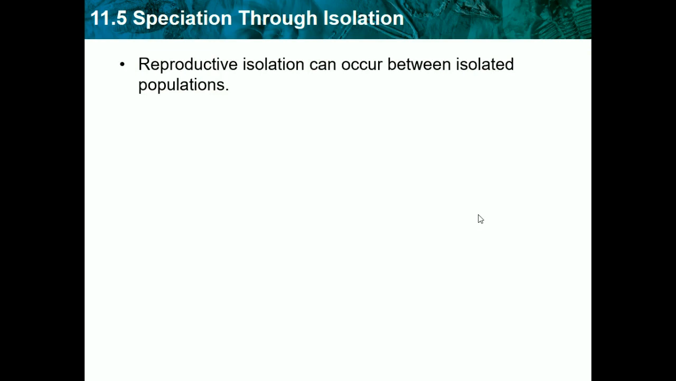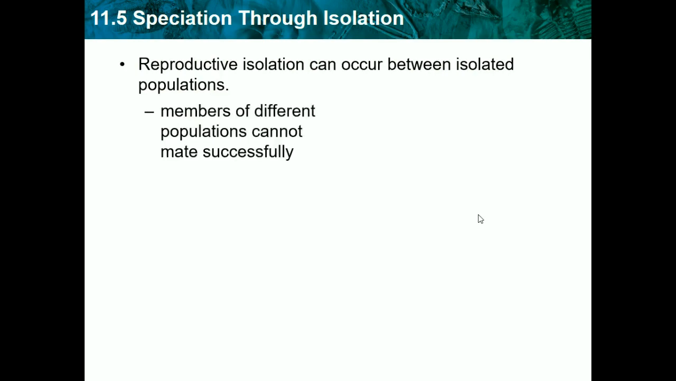Reproductive isolation can occur between isolated populations. Members of different populations cannot mate successfully. So if speciation occurs, that means the species are different, and as we learned, a species is a group that can mate successfully with itself. So if speciation occurs, they can't mate with the other population anymore. So this is the final step for becoming separate species.